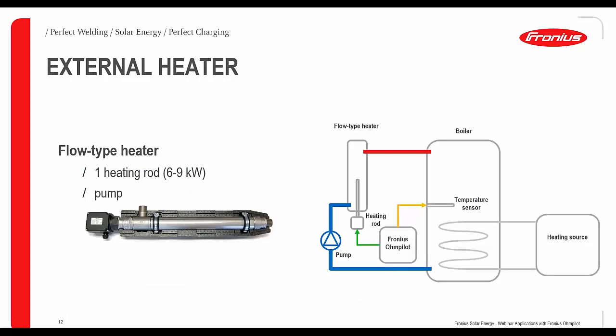Of course, for putting in the heating rod, you have to have a free slot on the boiler. If you don't have a free slot on the boiler, there are also applications with this flow type heater, so external heaters, where you don't have to screw or fix the heating rod inside the boiler. With this type, this heating rod from 6 to 9 kilowatt, you could do this externally. It's also connected to the Fronius Ohmpilot, and would also be possible to do so.